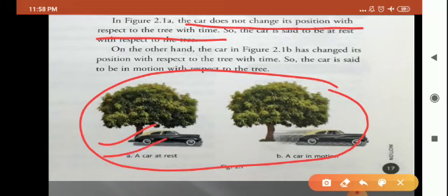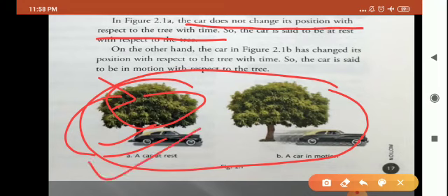This car is not changing its position with respect to a fixed point. Which is that fixed point? The fixed point is this tree. The car is not changing its position with respect to a fixed point means that fixed point is your tree with time. The car does not change its position with respect to the tree with time. So this car is at rest.